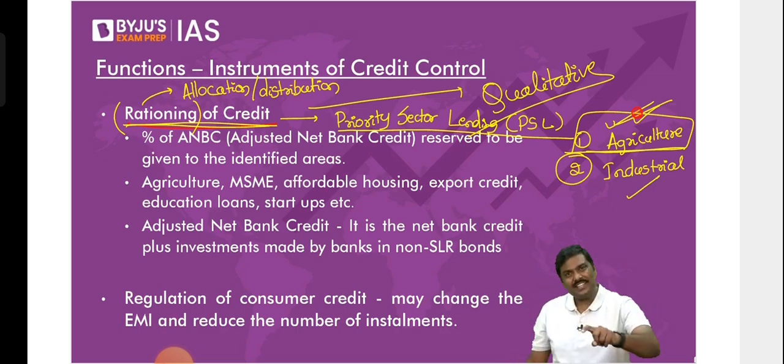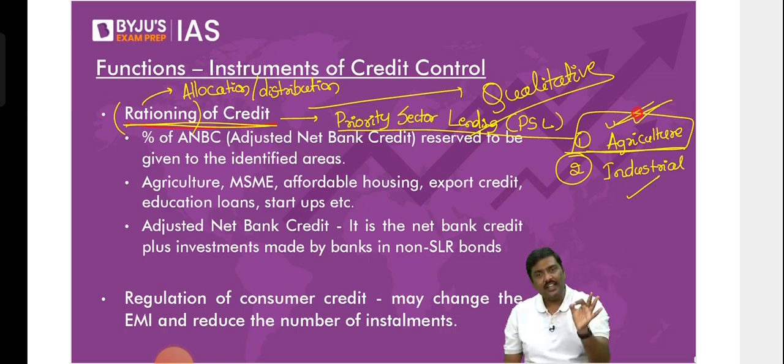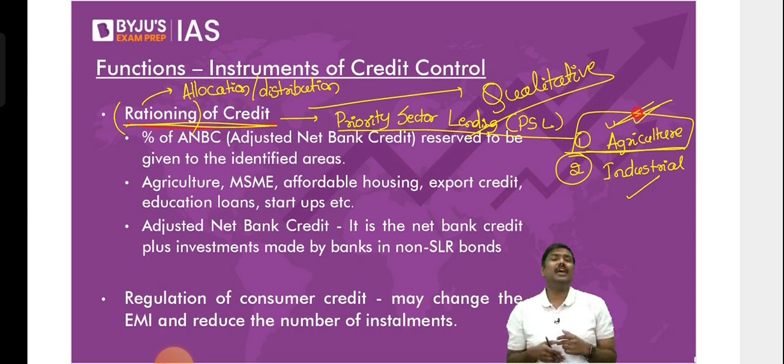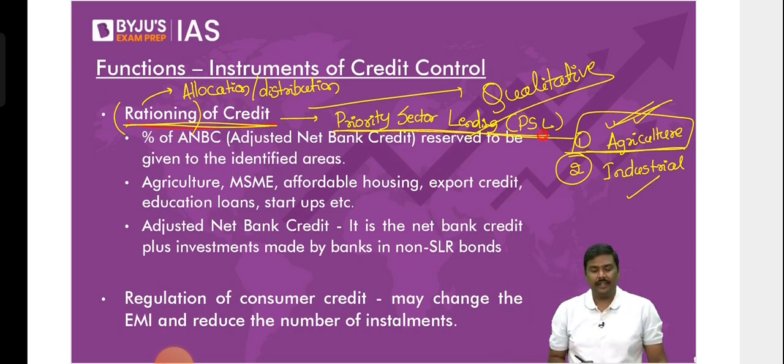But don't you think the agriculture sector should get access to loans from banks? The answer is yes, by the way. So how do we ensure that? How does RBI ensure that? There is a tool called priority sector lending. What is priority sector lending? I'll start with the definition, and I will explain the terms also.